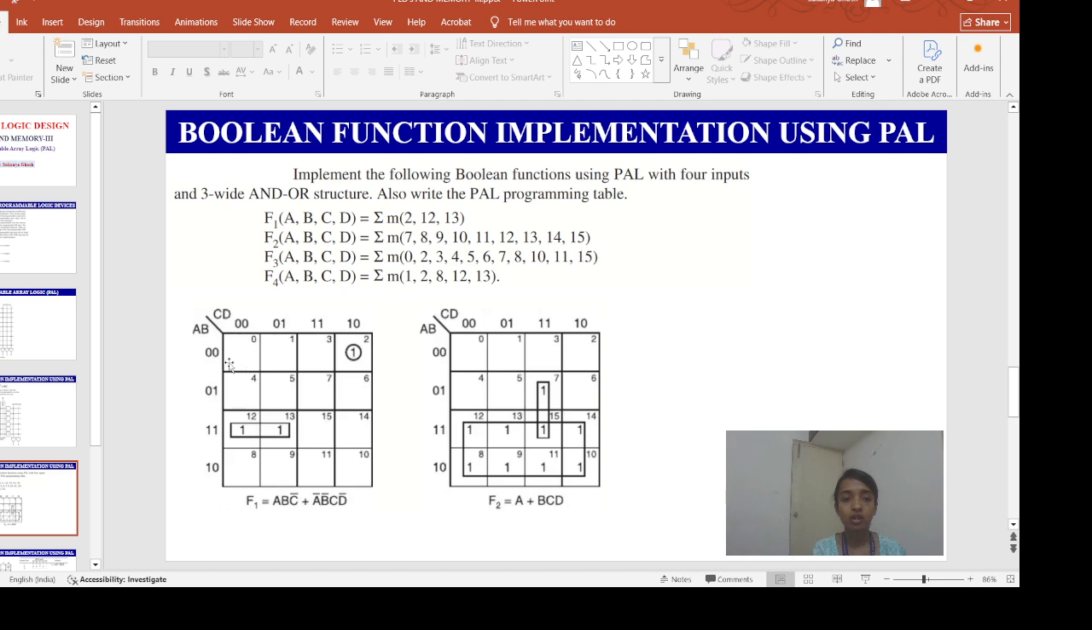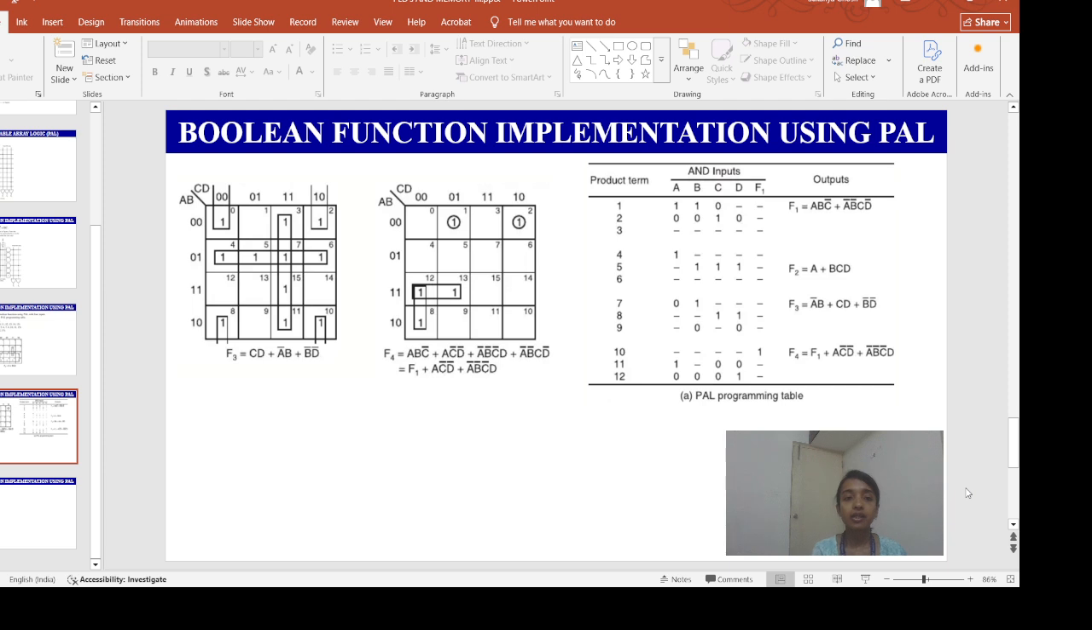And for this one, this is A bar, B bar, and this is my C, D bar. So the Karnaugh map for F1 is this. For F2, just put these minterms into the corresponding cells. Then group the ones. We are getting F2 as A plus BCD. Right? Then do it for F3.